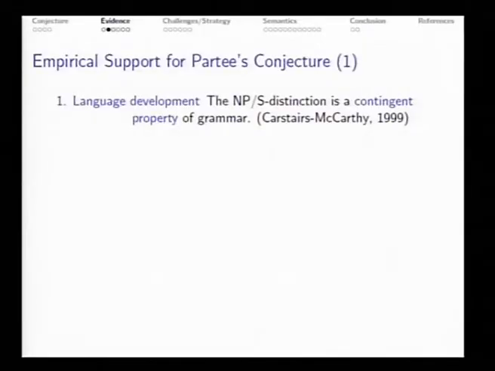Now, Karsten-McCarthy supports this hypothesis with reference to the observation that the distinction between noun phrases and sentences is an evolutionarily contingent property of modern grammar that leaves open the possibility of an alternative single category syntax. Now, because of the close relation between syntactic categories and semantic types, we could try to provide a semantic analogon of Karsten-McCarthy's argument and argue thus for the need or the possibility of such a single type semantics.